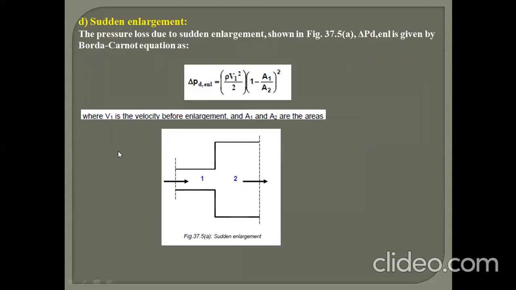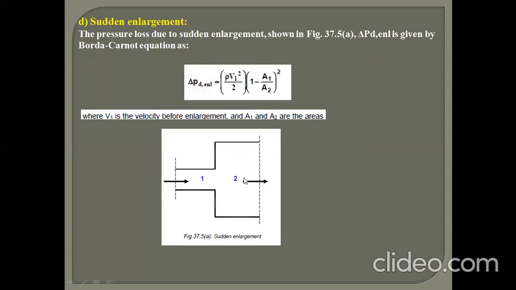Now most important, next fitting is sudden enlargement. Okay, this is again quite a common thing. So the dynamic pressure loss due to sudden enlargement, this enlargement is as shown in the figure. Section one is a smaller diameter section, and it is suddenly enlarged to section 2.